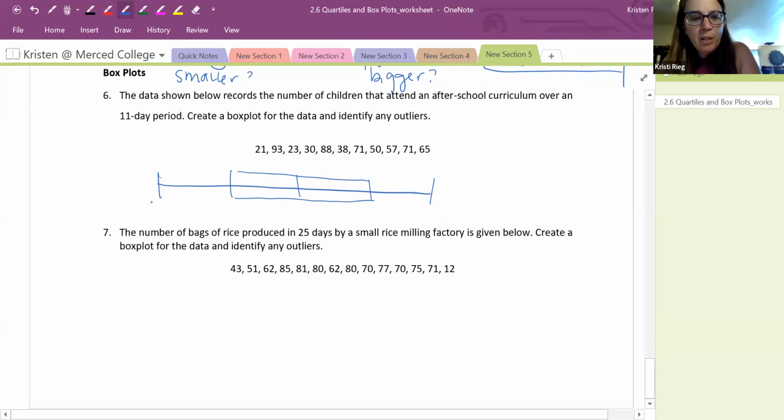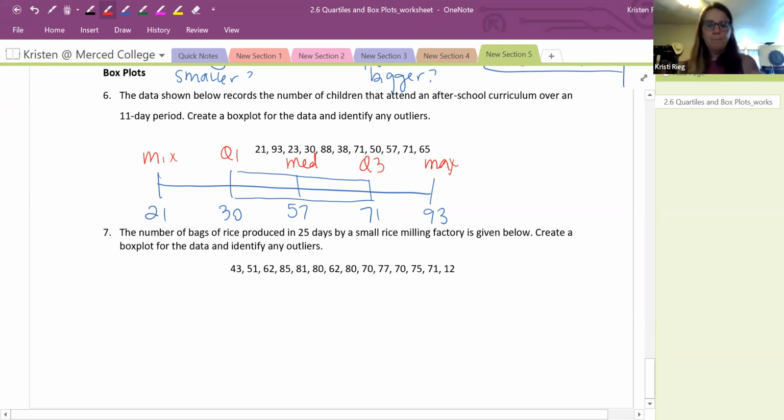So the minimum, the smallest number, is 21. Q1 is 30. The median is 57. Q3 is 71. The maximum is 93. So you don't have to write this every time, but I'm just going to write it here since it's the first one. We had our minimum, Q1, our median, Q3, and the maximum. Great, got our box plot, check.